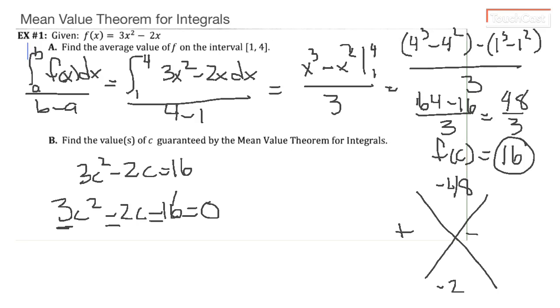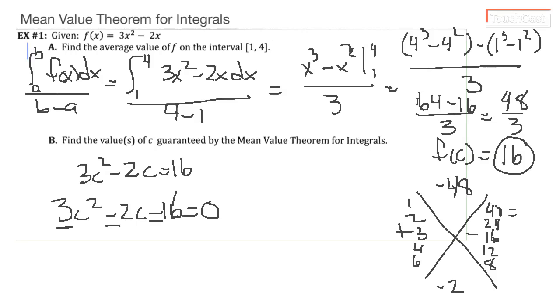So now I ask myself, numbers that I know multiply to make 48. 1 and 48, 2 and 24, 3 and 16, 4 and 12, and 6 and 8. So I'm looking for which pair will add to make a negative 2.